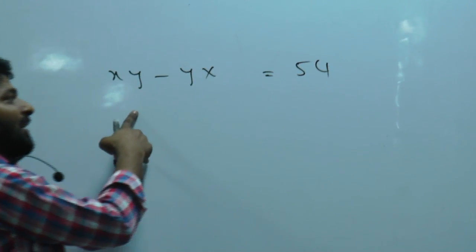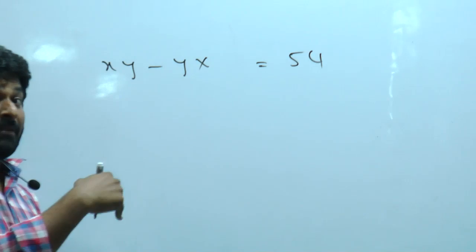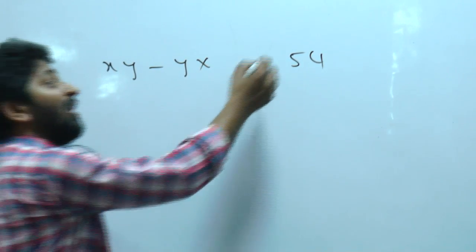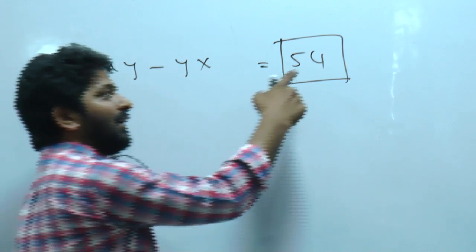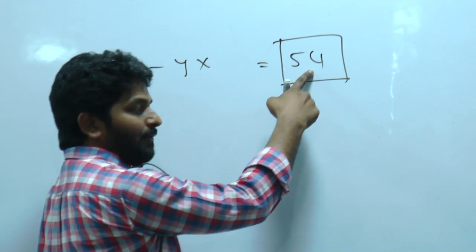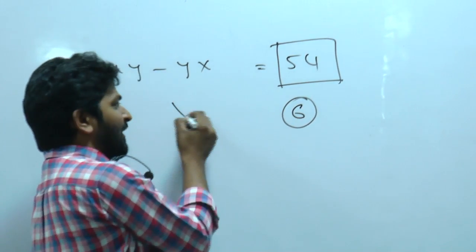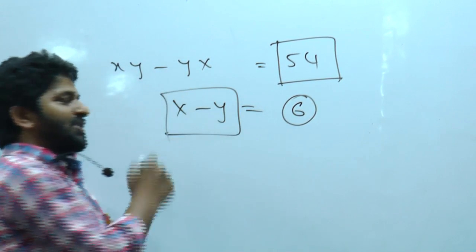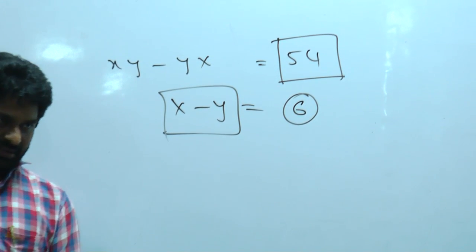Yes or no? I said the difference between a number and the number obtained by interchanging its digits will always be a multiple of 9, right? This is 9 how many times? 54. So what is 6 here? Difference between those two digits. If you know that statement, then you can answer it very easily.